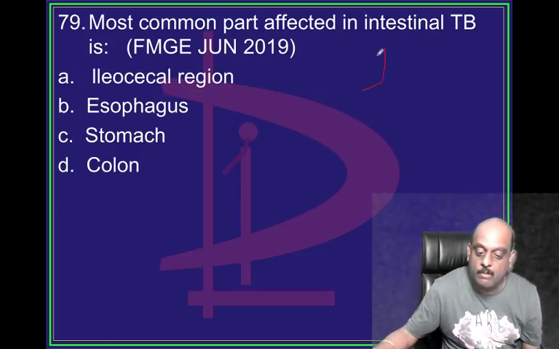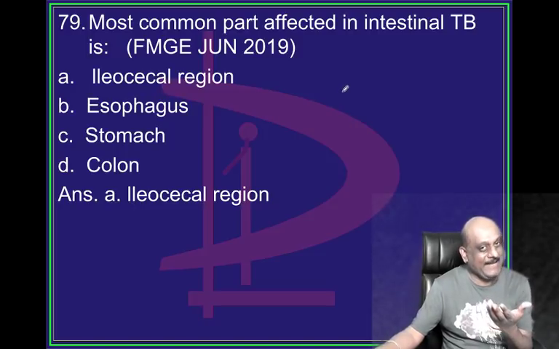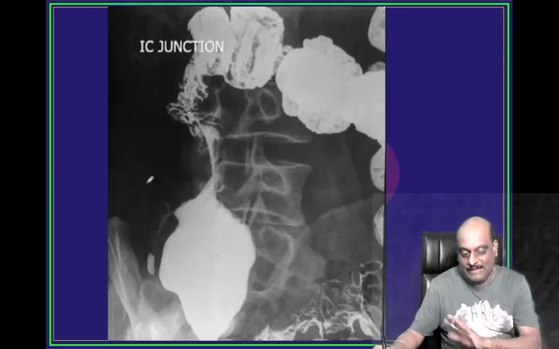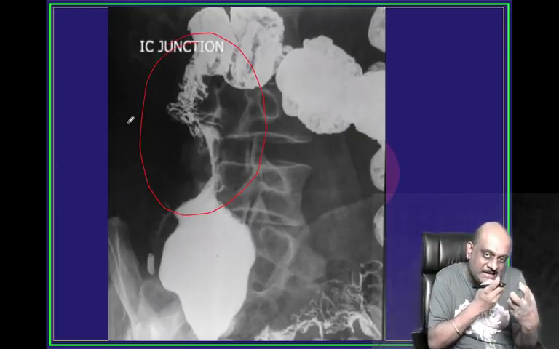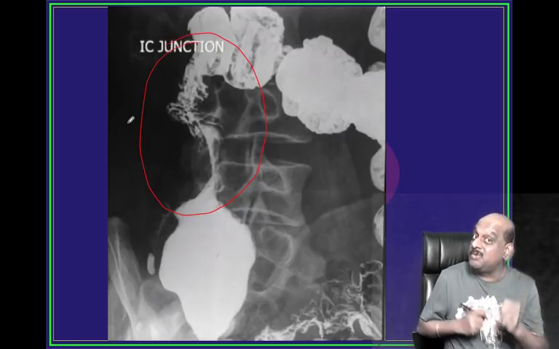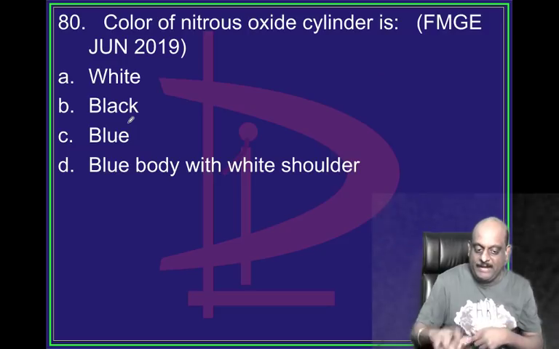What is the most common part affected in intestinal TB? TB ke bina koi paper hota kya? Nahi hota. Ileocecal area. So, kal ke examiner ileocecal junction ka cicatrization dikha ke bat puchega. Bhaiya, ye kya ho sakta? Options mein TB hai. Only it can be TB.